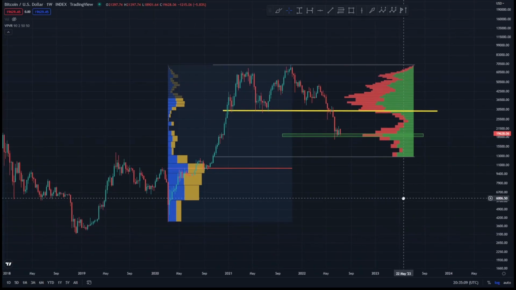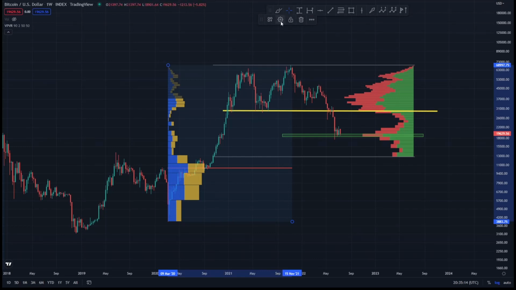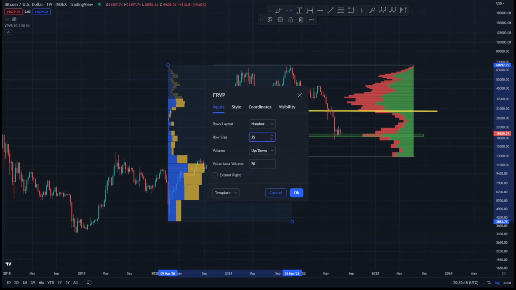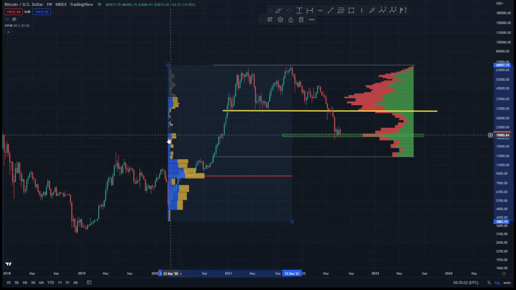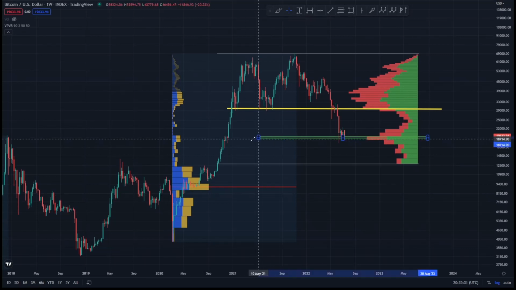Now, what's one other way to make this slightly more accurate? Well, what we can actually do is go over to the fixed range and change the row size. So let's double this up. This is currently at 37. Let's increase this to 70 so we can get a lot more approximate targets. Now, let's expand this so we've got more volume profiles per candle. Let's see if this is in agreement.